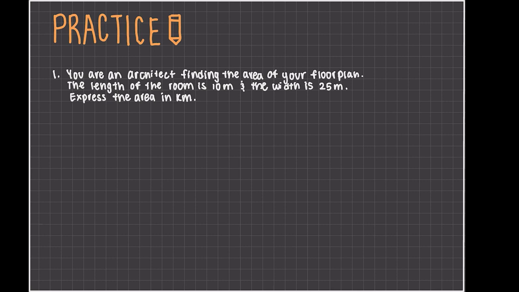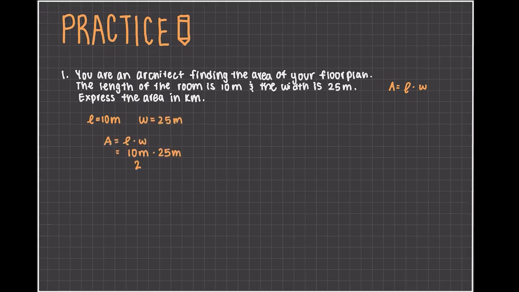Now we know the area of a square is length times width. Our length is 10 meters and our width is 25 meters, so when we do 10 meters times 25 meters, we get 250 meters squared for our area. Now the problem asks for the answer in kilometers.